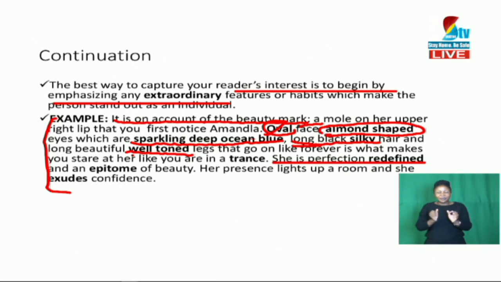redefined. And I also describe her as a what? An epitome of beauty. And the last sentence, her presence lights up a room and she exudes confidence. She oozes. When you see her walking there, she is oozing confidence. And this is the way I have described this particular person.